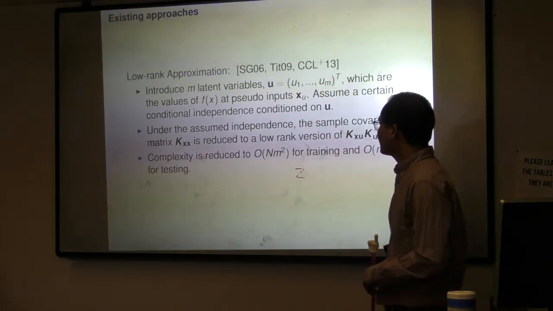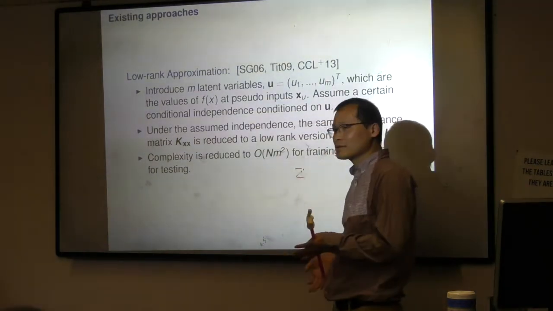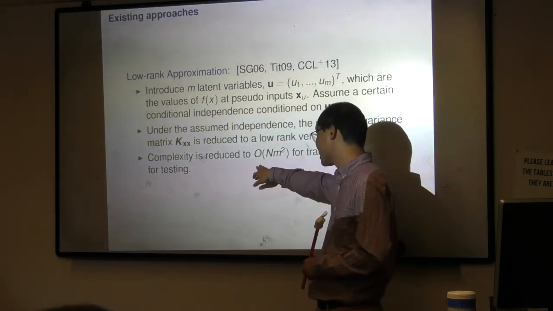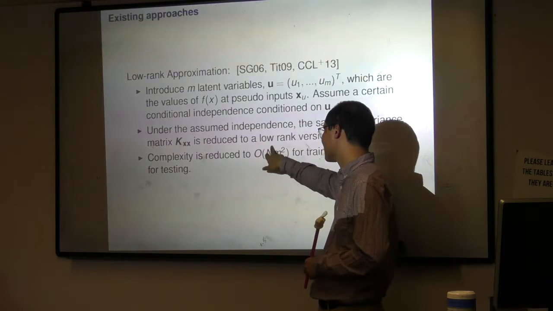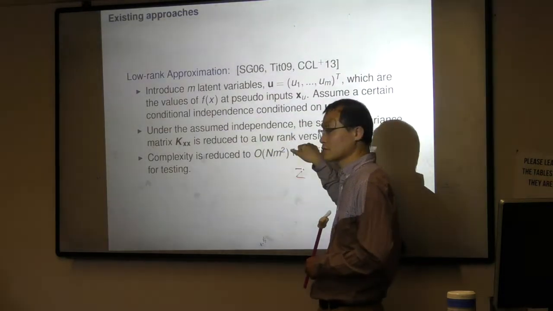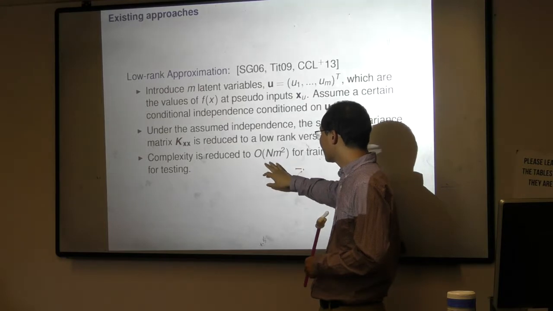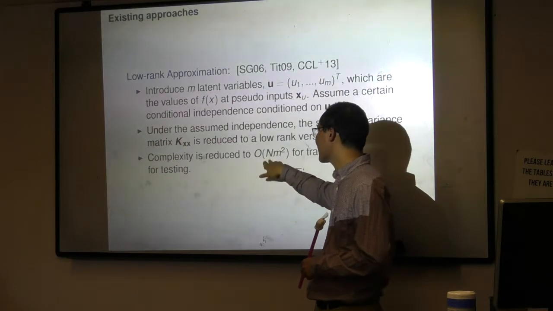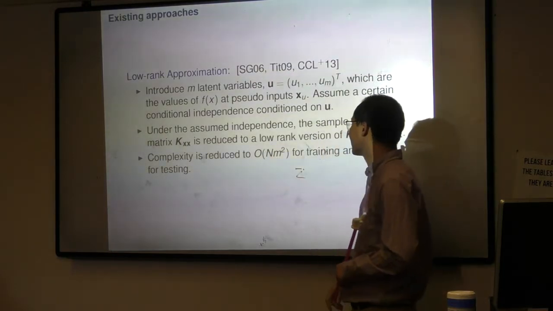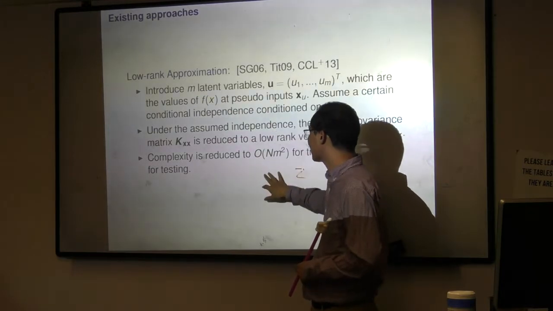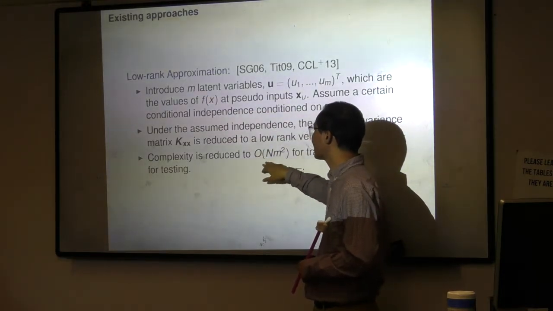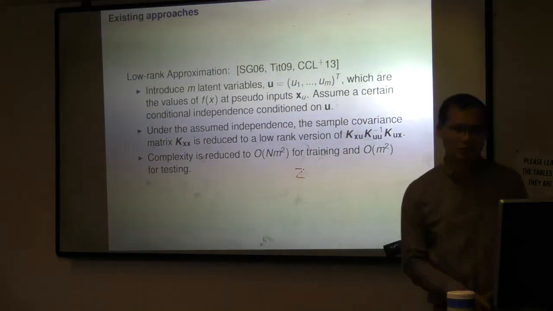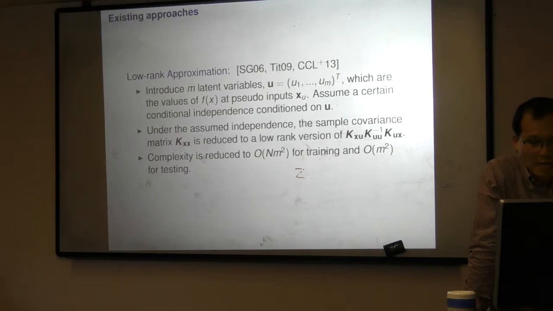Then the complexity is reduced. Inversion of the low rank version of the matrix is reduced to n m squared, where n is the number of data and m is the rank of the matrix. Typically m is small, so you have n m squared, whereas your computation for the full version is n cubed, like the full inversion. With a reduced rank approximation you have a much reduced complexity for training, and also for testing at each testing point. Okay, so that's the basic idea.